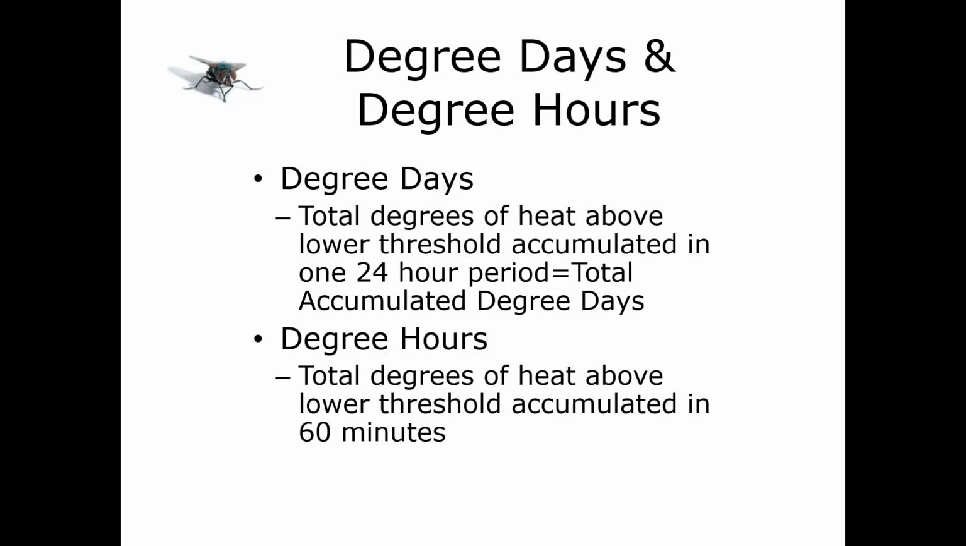So degree hours are the total number of degrees of heat above a lower threshold accumulated in 60 minutes. So then we can do the average temperature. Let's say they experienced 50 degrees or 60 degrees for 1 hour. Okay? Then they've accumulated 10 degree hours. So it's a unit of heat time, the number of degrees above a minimum threshold in a given period of time.